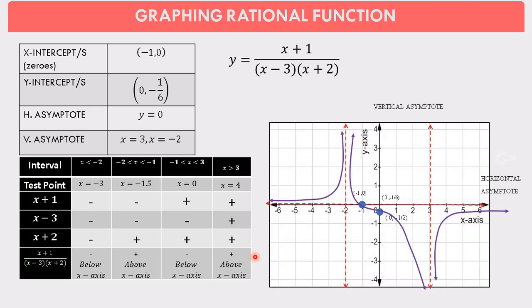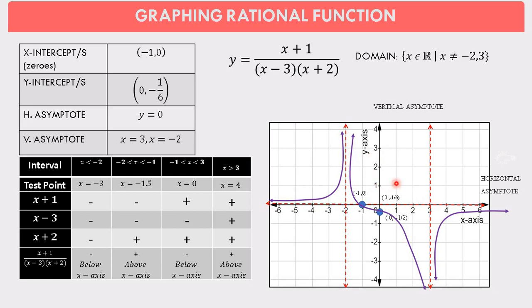So we have the graph, okay? The two vertical asymptotes, negative 2 and 3, and the horizontal asymptote of 0. The intercepts and the graph, okay? So we have this graph.